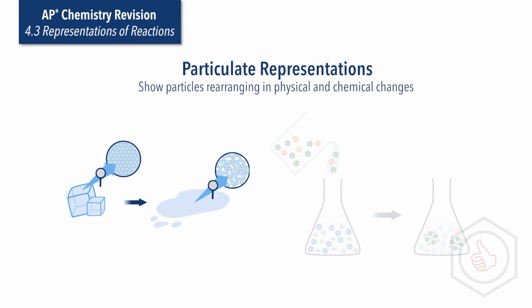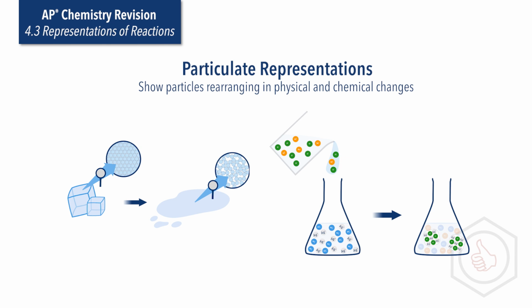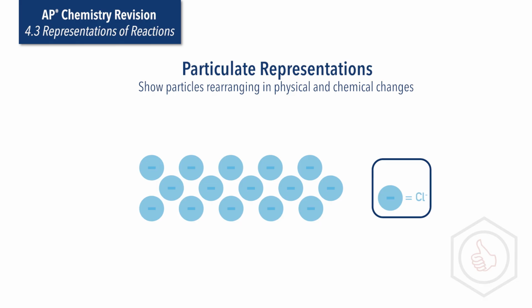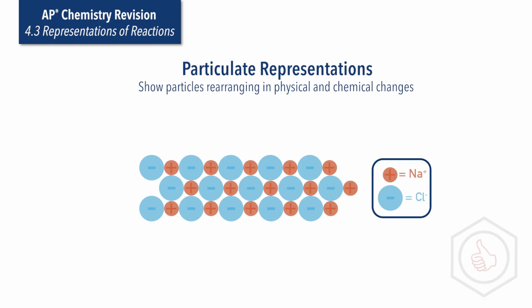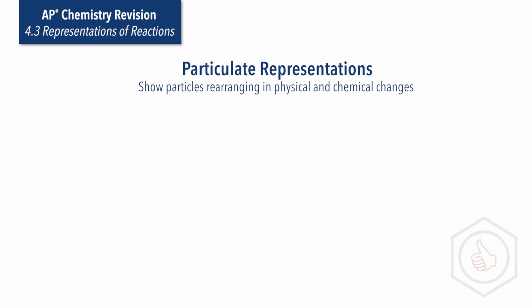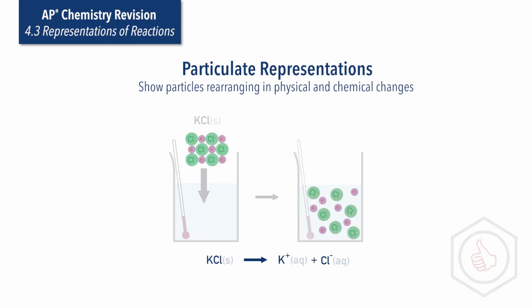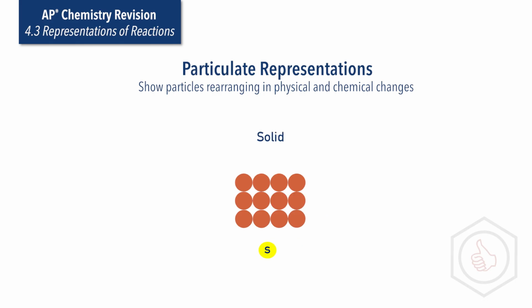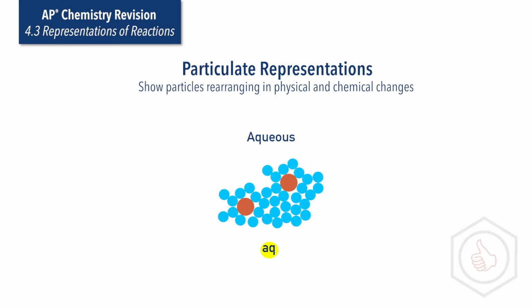A good particulate representation always uses shapes or symbols to represent each kind of atom or ion. For example, larger ions can be represented with larger circles and smaller ions with smaller circles. They show the correct number of particles on each side to reflect the balanced reaction equation. And states of matter are clearly indicated when relevant. So for particulate level diagrams involving gases, particles are shown spread out, independent of one another, solids are shown in fixed tight arrangements, and aqueous ions are shown freely moving independently amongst solvent particles.